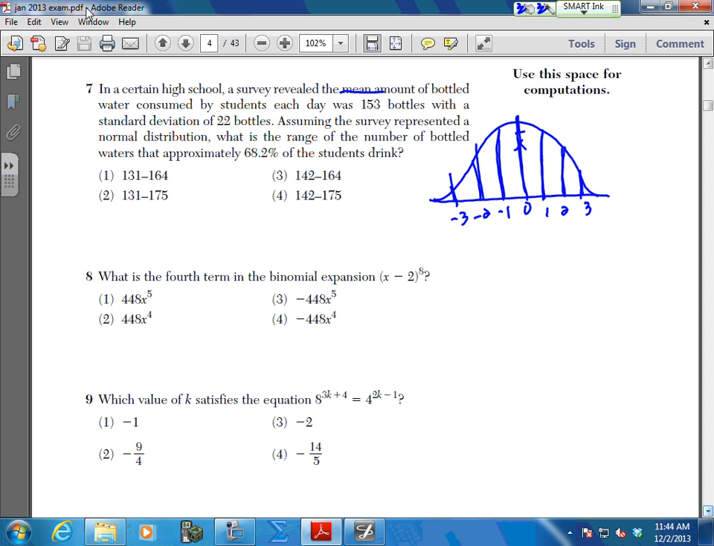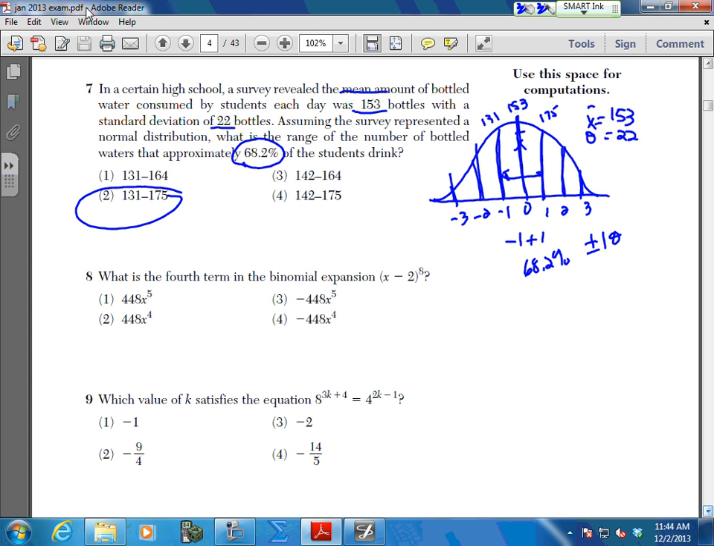You have a mean of 153. And you have a standard deviation of 22. So work your chart. Put your mean in the middle. Add 22, and you get 175, and subtract 22, and you get 131. No need to go further than that, because they want your 68%, which if you added up your percents between -1 and +1, between there, it's 68.2%, between plus or minus 1 standard deviation. So those are the values that you're looking for.